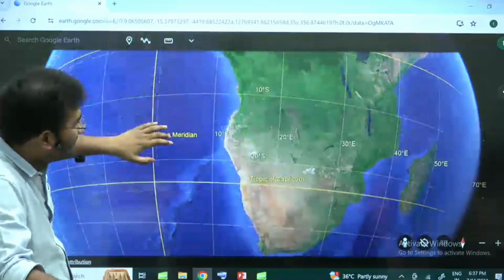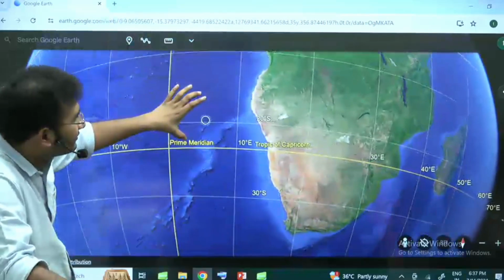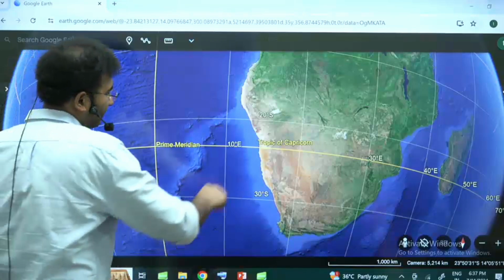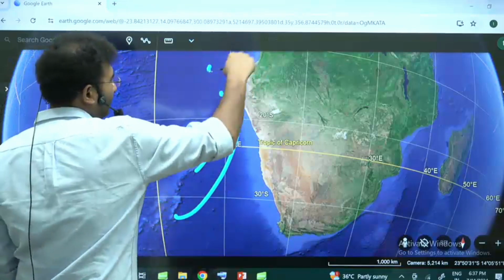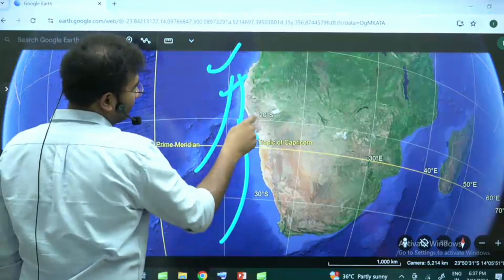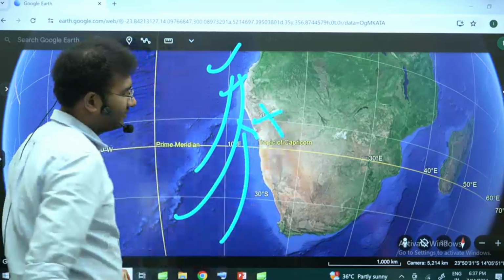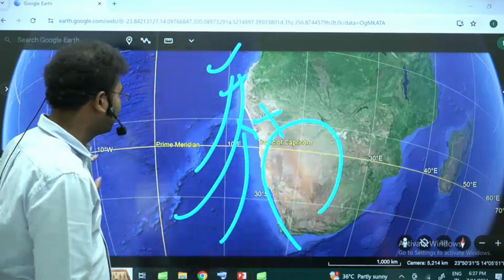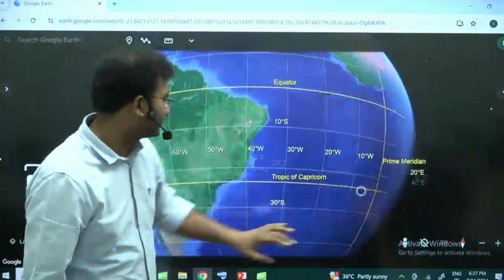Now come to the Namib desert or Kalahari desert. Look. Cold water, cold water, cold water. So there is no evaporation. And that's the reason why this is a desert. Right? Next.